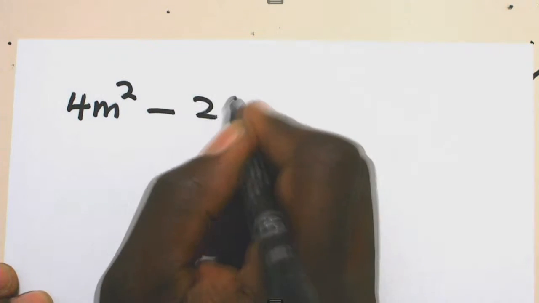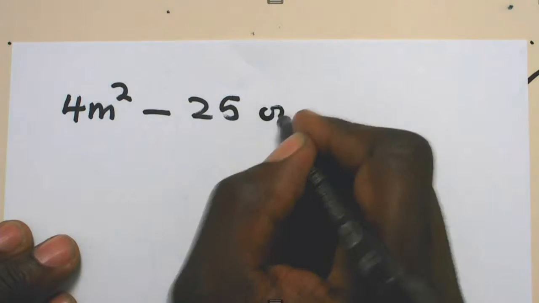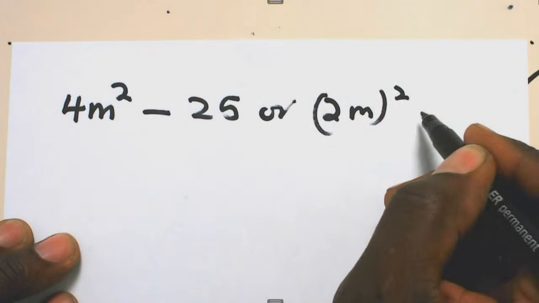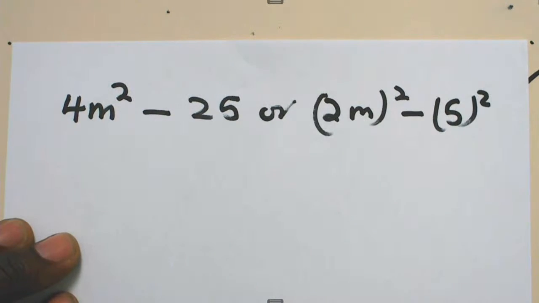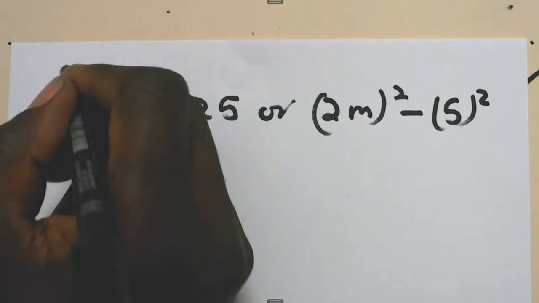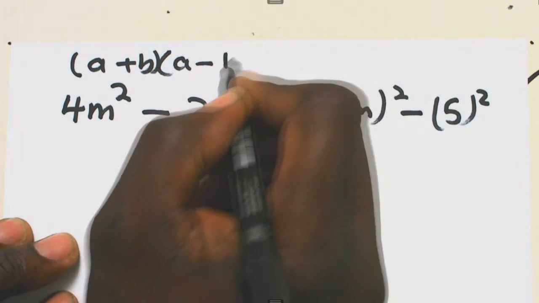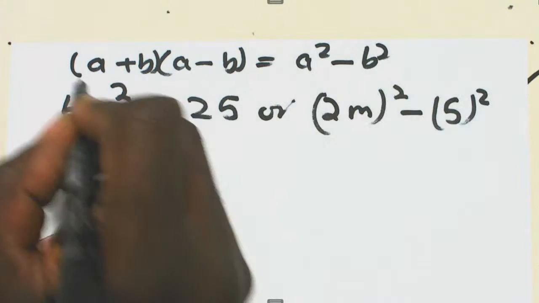The homework was 4m squared minus 25. I said this can also be written as what? As 2m all squared minus 5 all squared. Remember, we used this procedure, a plus b into a minus b, which is going to give us a squared minus b squared. We're using this procedure.